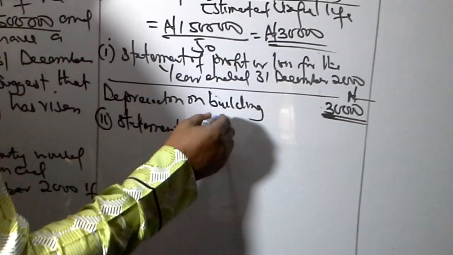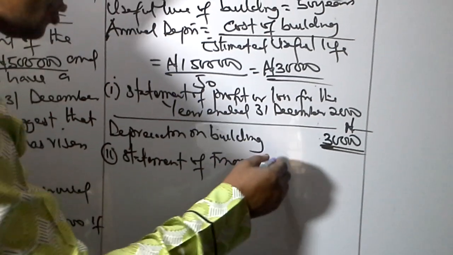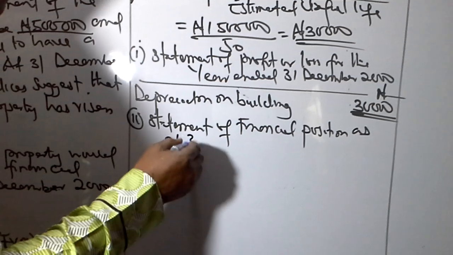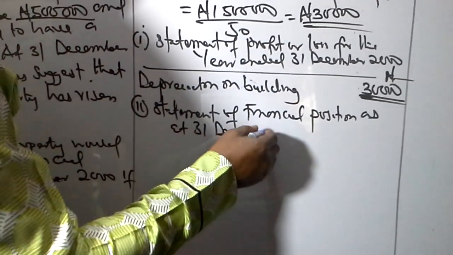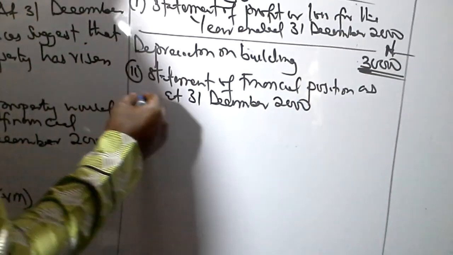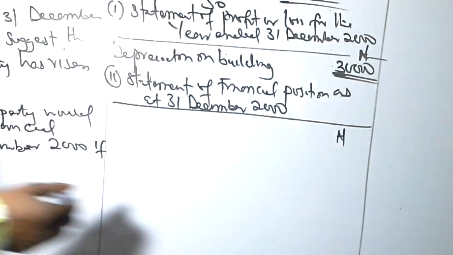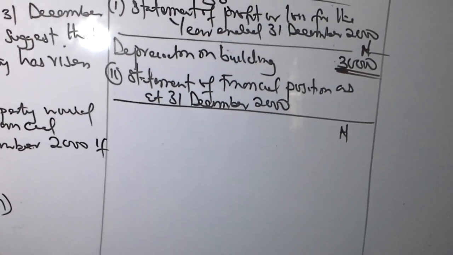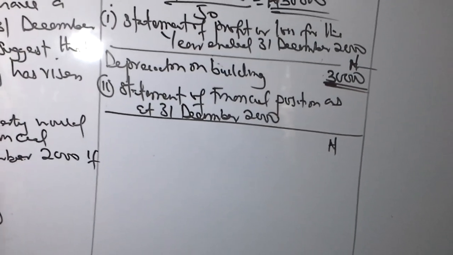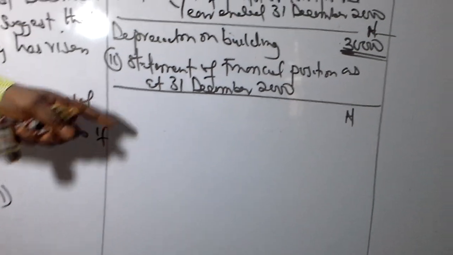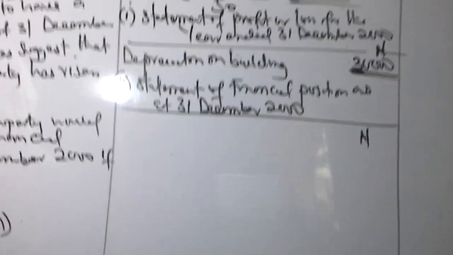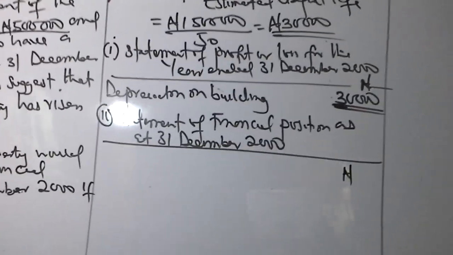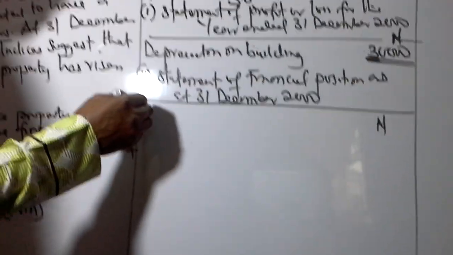Next, your statement of financial position as at 31st December 2000. I told you that when you measure your property using the cost model, number one, you are going to depreciate, and the closing value of that property will be the carrying value. That will be the cost of the property less the total depreciation.